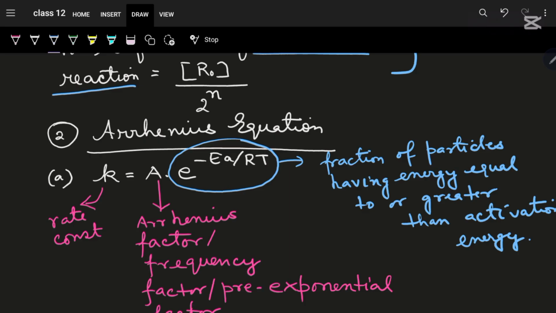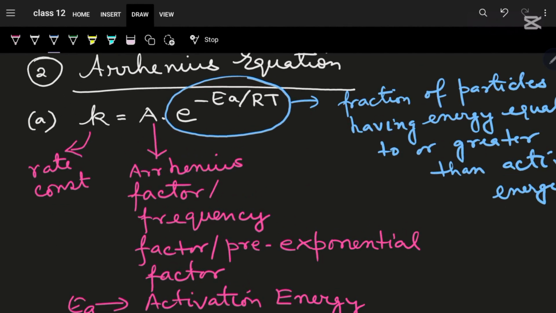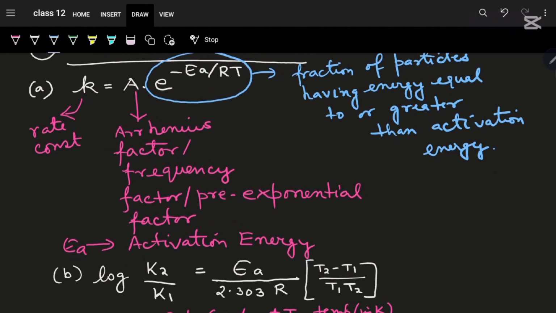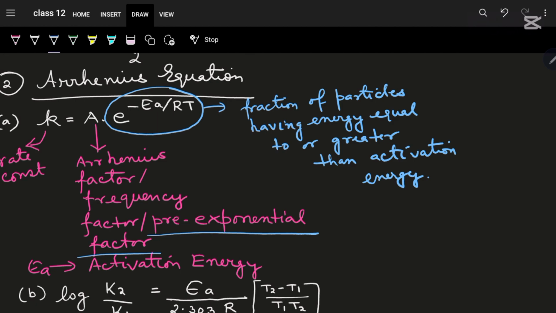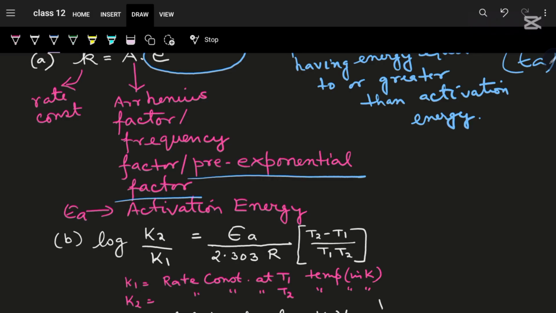Next, the Arrhenius equation is K is equal to A into e to the power of minus Ea by RT, where K is the rate constant, A is the Arrhenius factor or frequency factor. It is also known as the pre-exponential factor. E to the power of minus Ea by RT is the fraction of particles having energy either equal to activation energy or greater than activation energy, which is Ea.